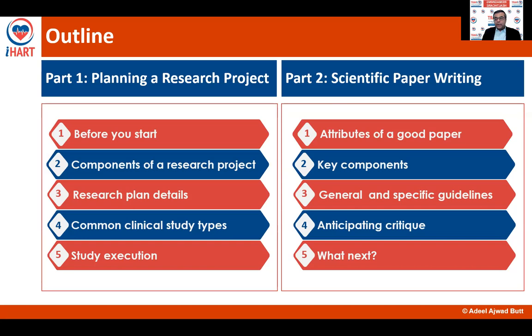In the second part, we will talk about writing a good scientific paper. And we'll start off with the attributes of a good paper. We will talk about the key components of a paper, some general and specific guidelines, anticipating critique from the reviewers, and what to expect and what to do after you have submitted a research paper.